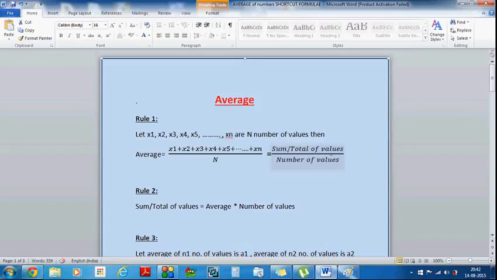So, what is average? Average can be defined as the sum of all the values divided by the number of values in a given list. Means sum of all the values by number of values. For example, while we are watching cricket, we calculate the average score. When our result is published, we calculate our average marks.